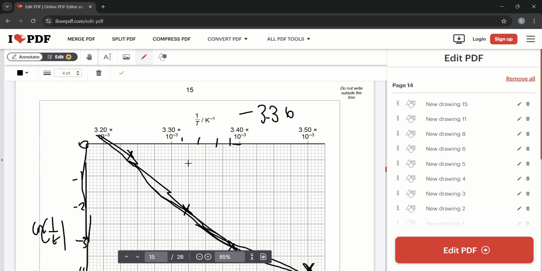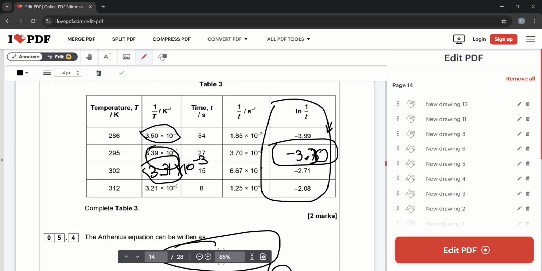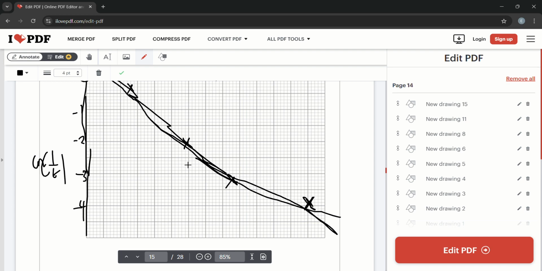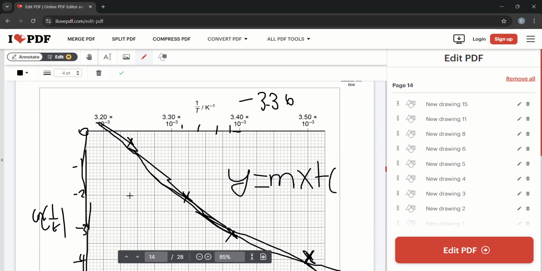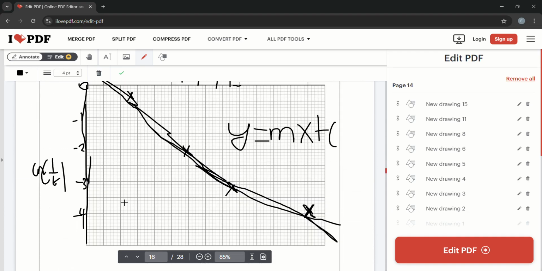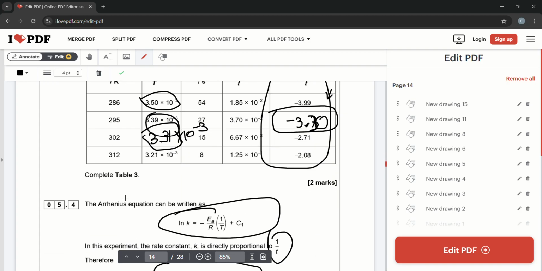Really terrible plotting of the graph, but you get the point. It's going to be a straight line, because straight line, y equals mx plus c. So we know that y equals mx plus c.